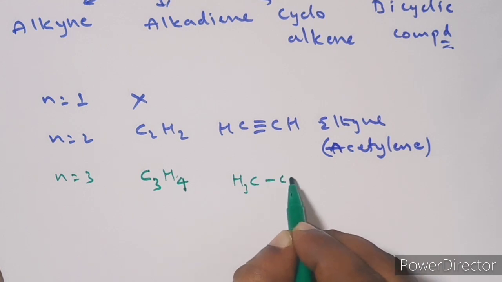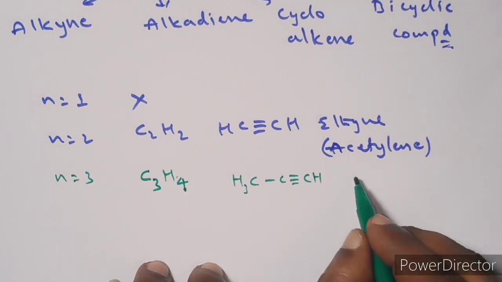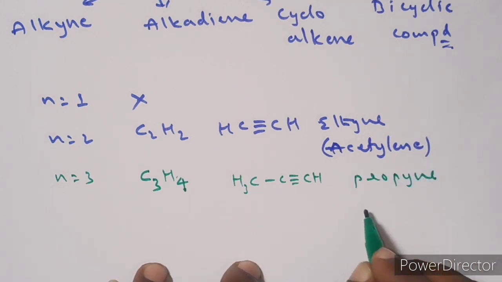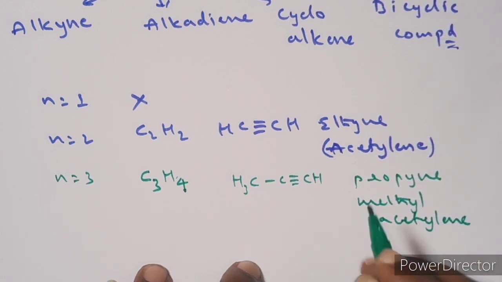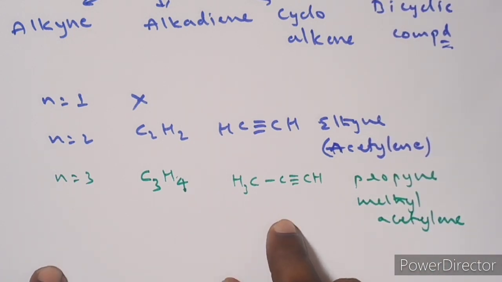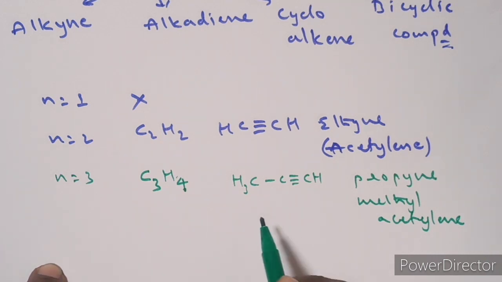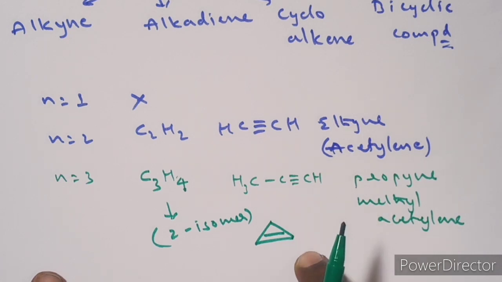Write the 3 carbon chain with one triple bond first. What is the name of this molecule? Propyne, or methyl acetylene, which is derivative nomenclature. Let's see other possible isomers. One alkyne we wrote, and cyclic compounds are also possible with 3 carbons. We can write one cyclic compound, that is cyclopropene. So how many isomers are possible so far? 2 isomers: one is propyne, another one is cyclopropene. Be careful here.